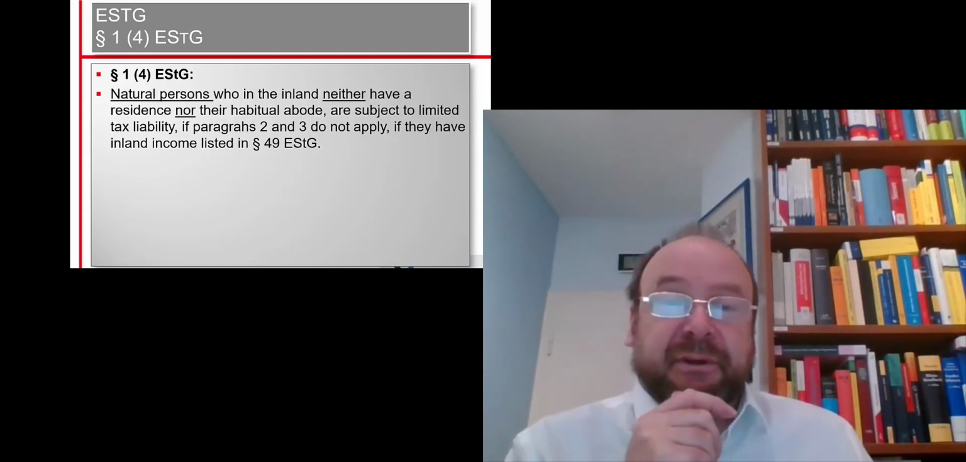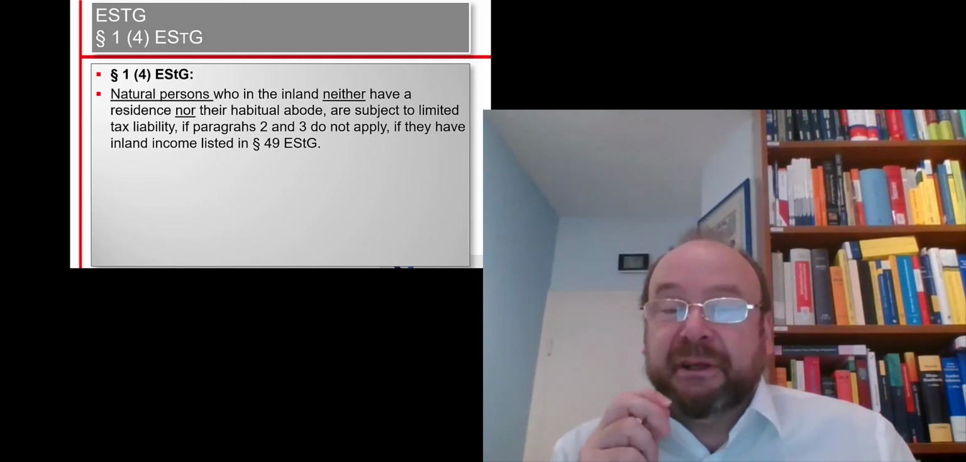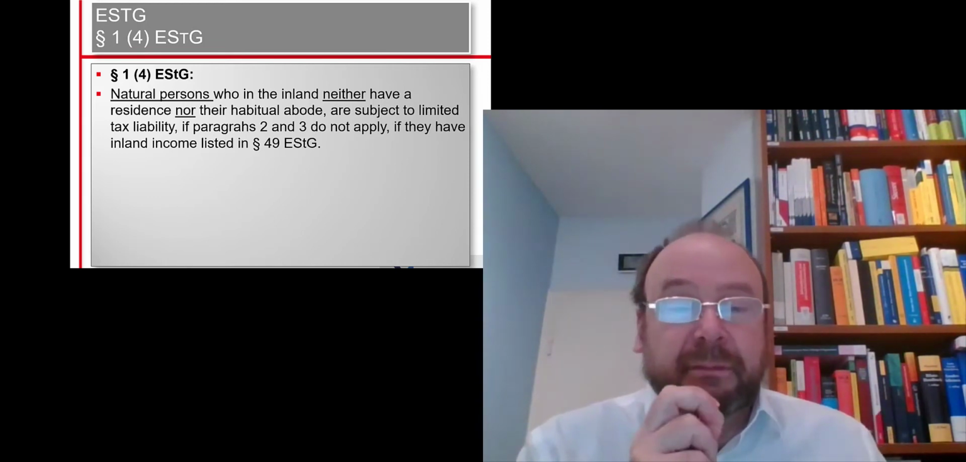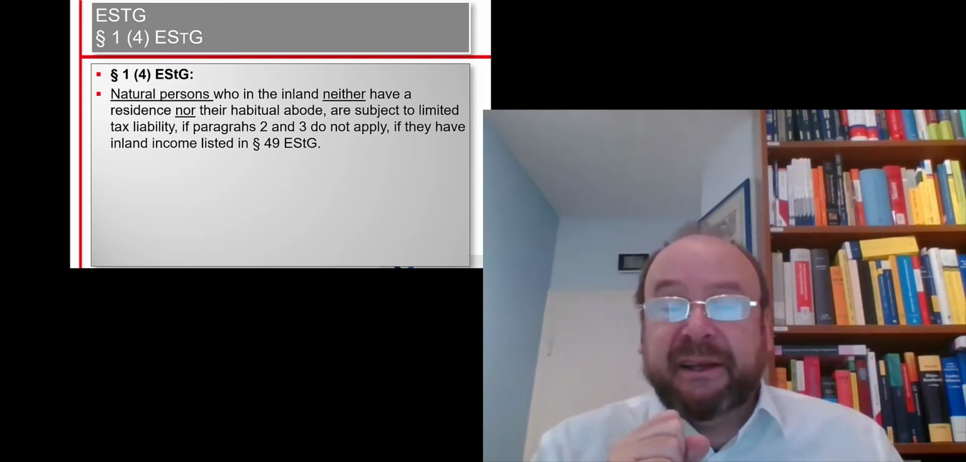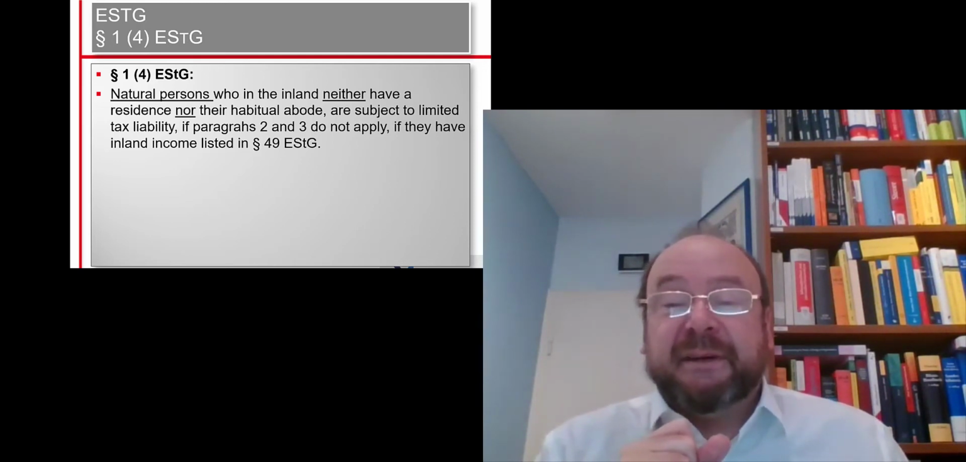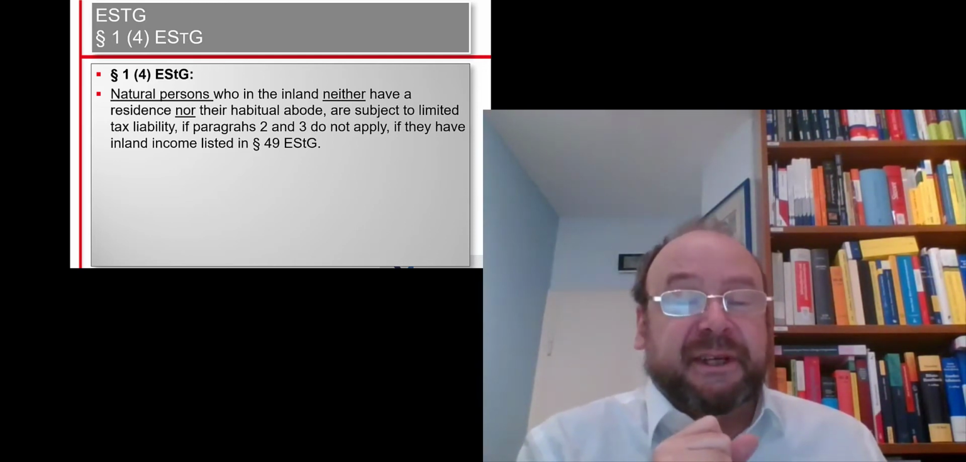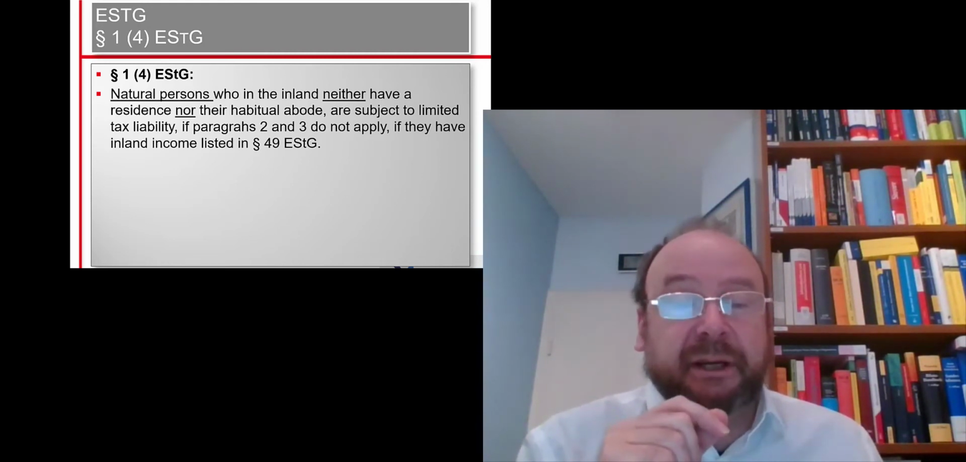After some paragraphs more, at the end you find paragraph 1, section 4. Natural persons who in the inland neither have a residence nor their habitual abode are subjected to limited tax liability if other special rules do not apply.